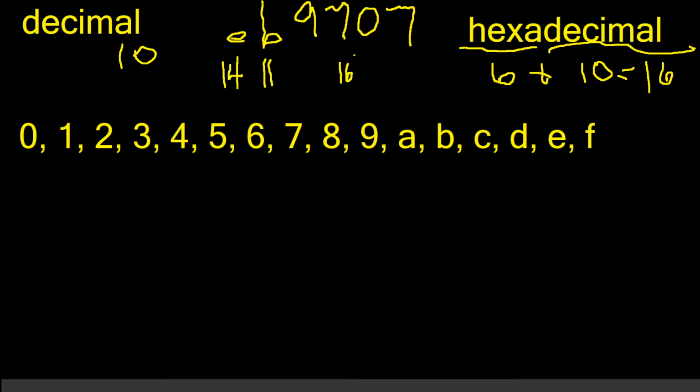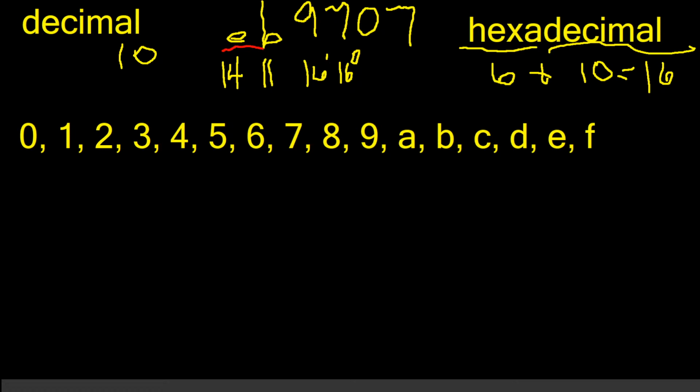16 to the 0, and 16 to the 1. Anything raised to the power of 0 is 1. Anything raised to the power of 1 is itself. So we take that first number, the number that's all the way to the right, and we multiply it by 1. We take the number that's on the left and we multiply it by 16, and we add those two numbers, and that's how we get the number changed into decimal.